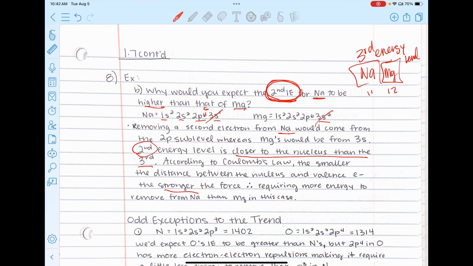And that would be for sodium, where we had to remove an electron from the second energy level, from the 2p6 subshell. So that means it's going to require more energy to remove a second electron from sodium than it does from magnesium in this case.